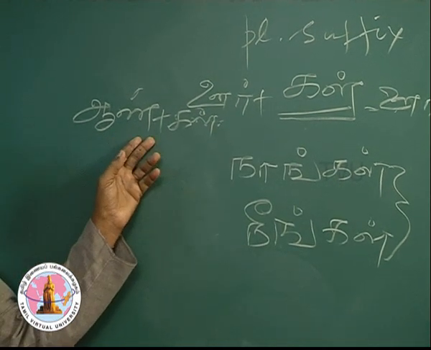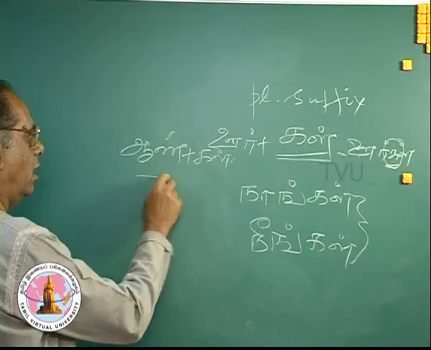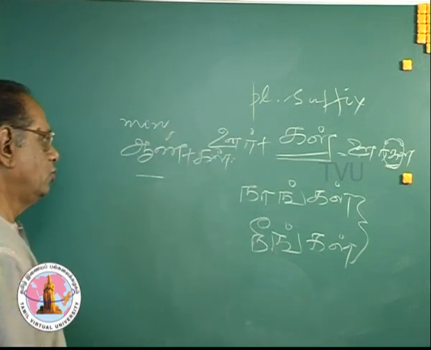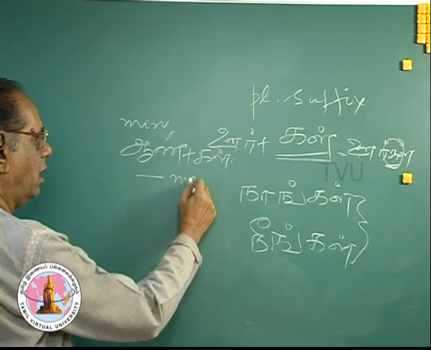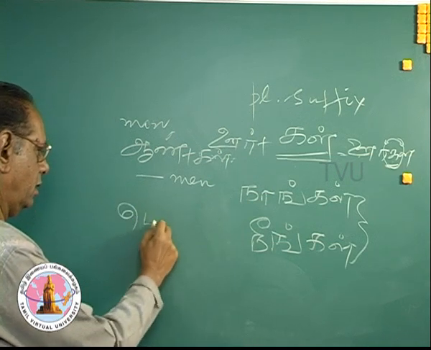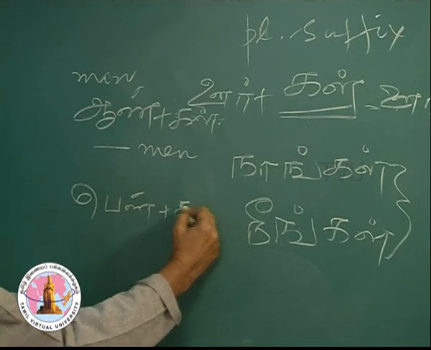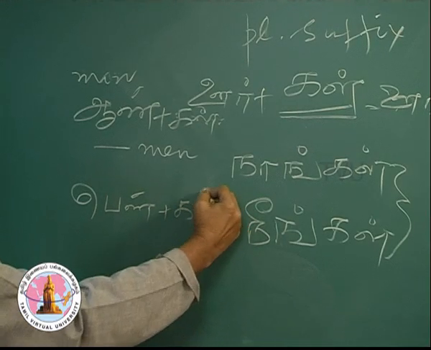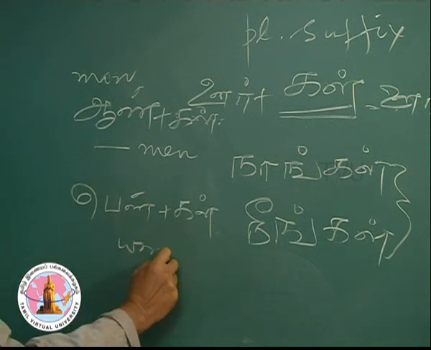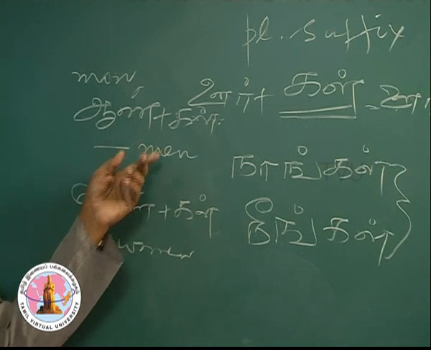Aan plus kal, aangal. Aan is male or man. So, aangal will be men. Pen plus kal, pengal, women. No change in the combination.